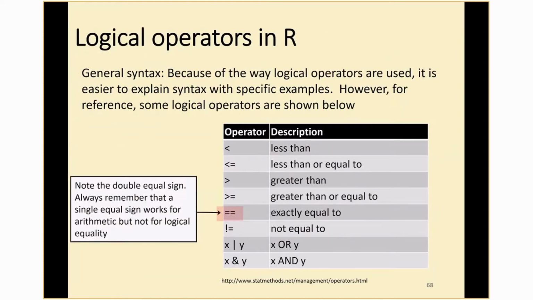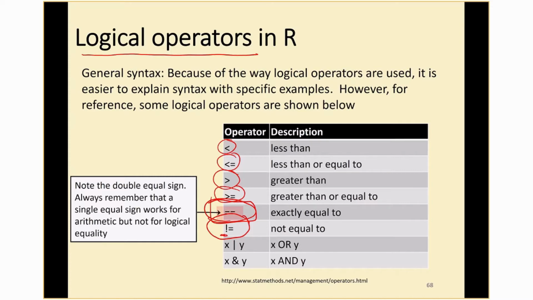Another reference table for logical operators. And most of these are fairly straightforward. Less than or equal to, greater or equal to. And this is the one that's really important. This is the one that often throws me. If you're performing a logical test, if you want to see whether two objects are exactly equal, you need to use a double equal sign. A single equal sign will not work. The reverse of a double equal sign that says is identical to is an equal sign preceded by an exclamation point which says is not equal to.